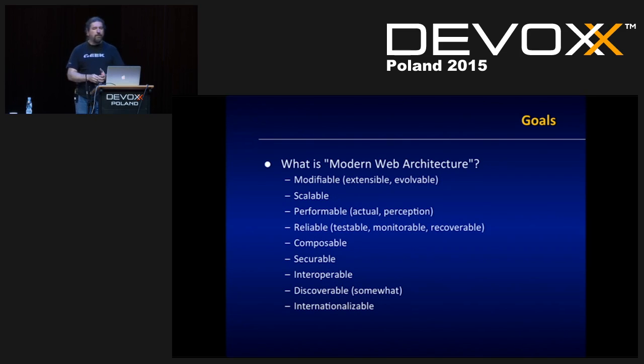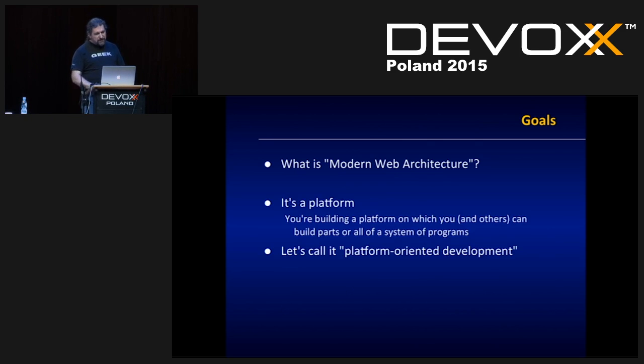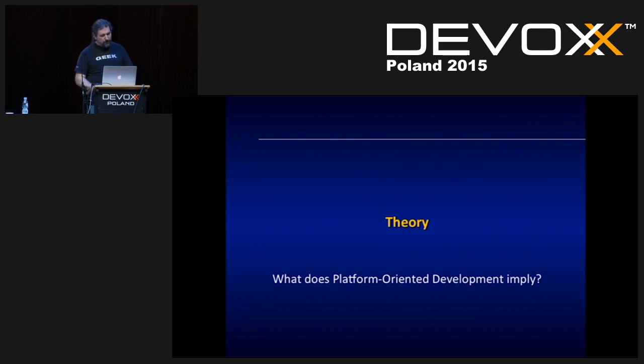What do we want? We want something that's modifiable. We want something that's scalable, performable, reliable, composable, securable, interoperable, discoverable, internationalizable, because I stand here in Poland. Right? We want something that can be all of these things. Specifically, what we want to be building is platforms. We don't want to be building websites anymore. We don't want to be building web apps anymore. We want to be building platforms. We want to be doing what's called platform-oriented development.